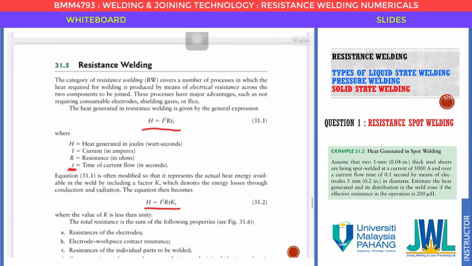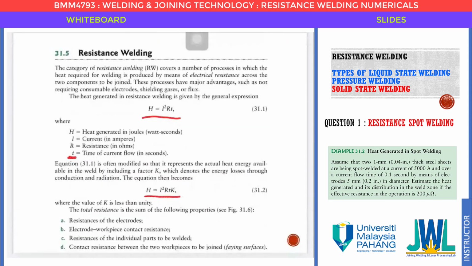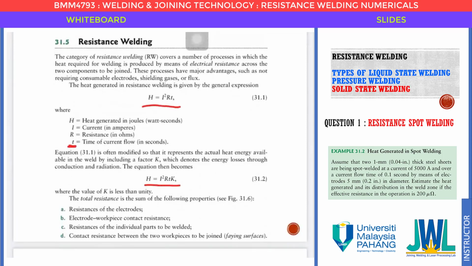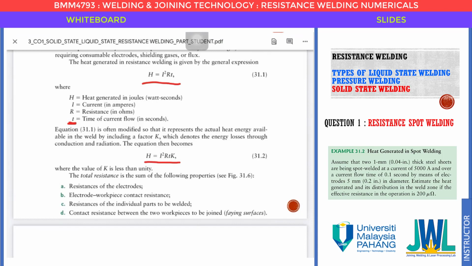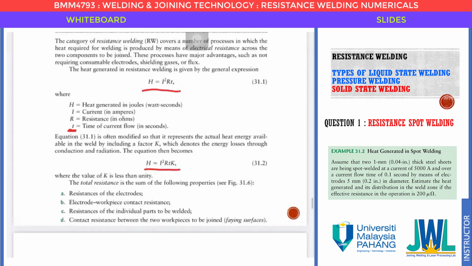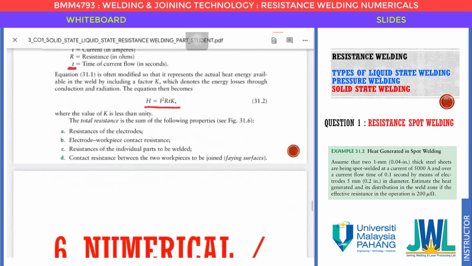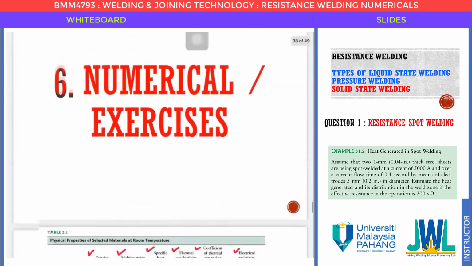So this was the theory of resistance welding analytical numericals. It is already available, and do note that the value of K, which is the efficiency, also depends on the resistance of electrodes, electrode workpiece contact resistance, resistance of individual parts, etc. So K also depends on these kinds of things. So let's move to numericals.